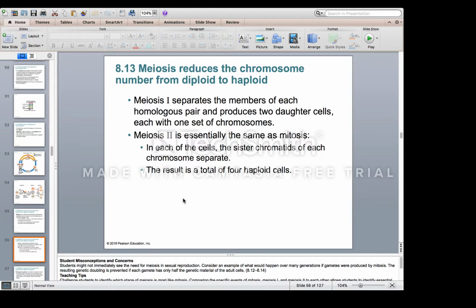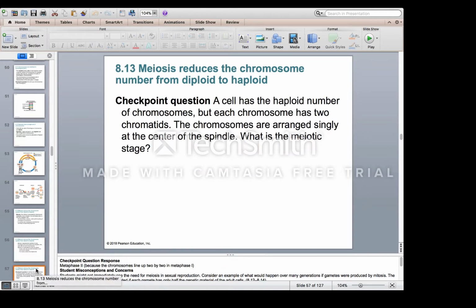Meiosis 2 is essentially the same as mitosis, but in each of the cells, the sister chromatids of each chromosome separate. And again, in meiosis 2, which is the second division, you get what result? 4 haploid 1N cells.